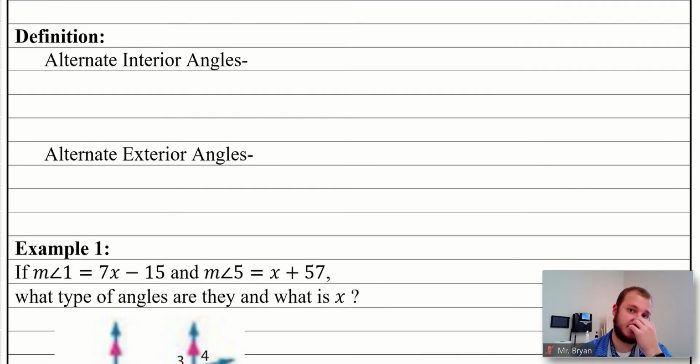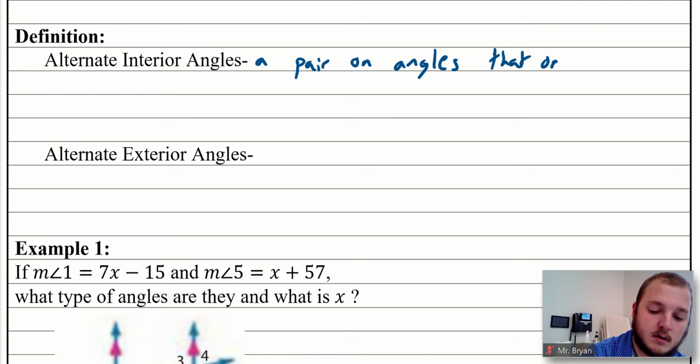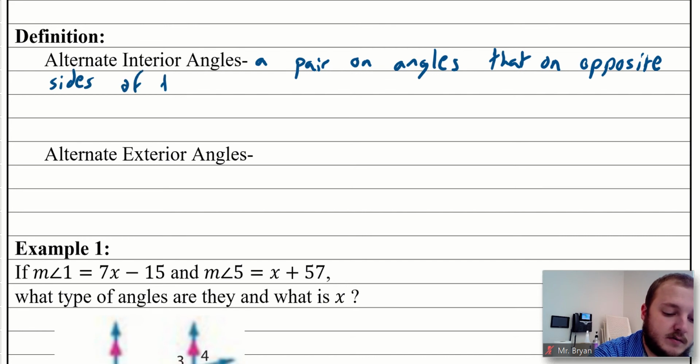All right, so first definition. One of these names that we're going to talk about is called the alternate interior. I was going to go with the theorem, but let's just say the definition for interior angles. Alternate interior angles is the first one here. What this says is going to go right along with the name itself. The definition of this is a pair of angles that are on opposite sides or alternate sides of the transversal.